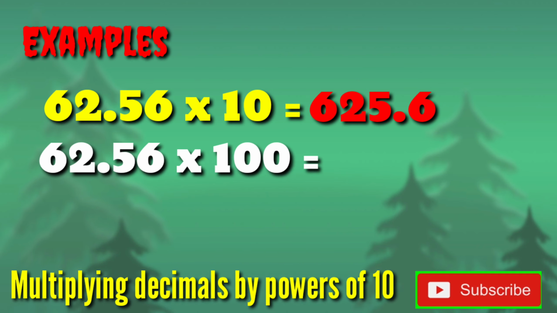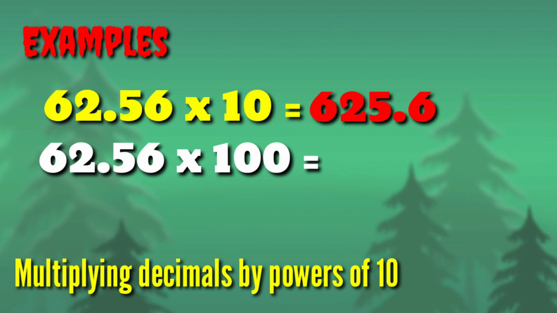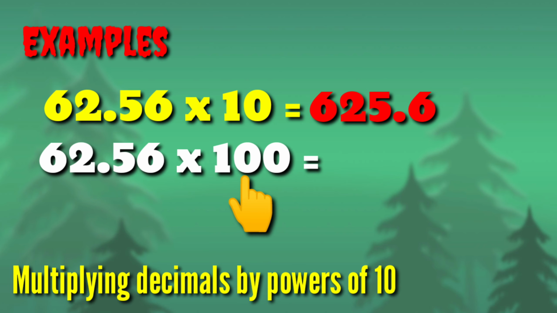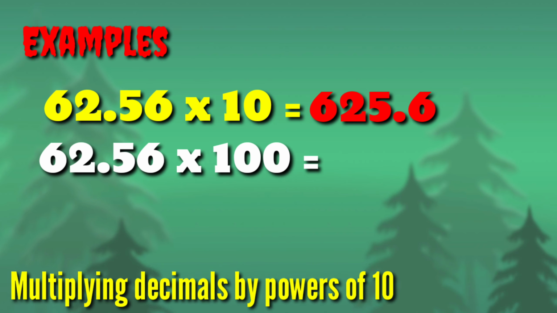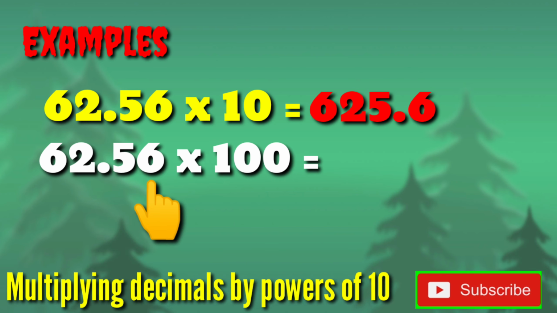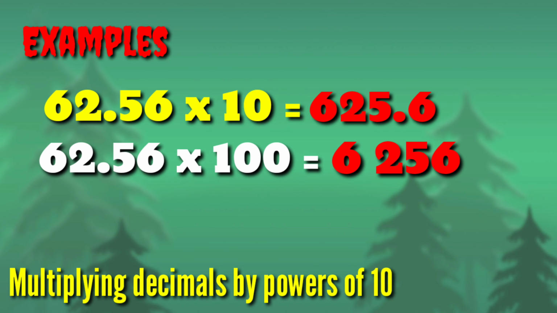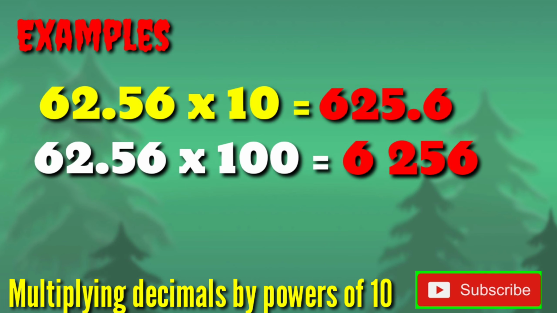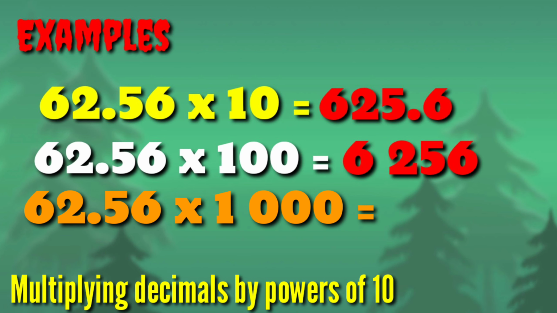Next example, 62.56 times 100. How many zeros in 100? 1, 2. There are 2 zeros. So let's move the decimal point 2 times. 1, 2. And the answer is 6,256.